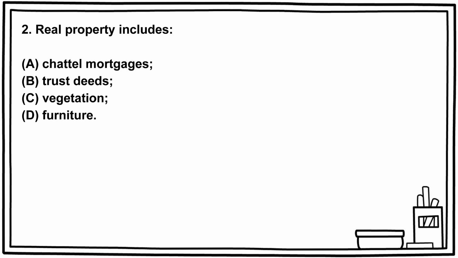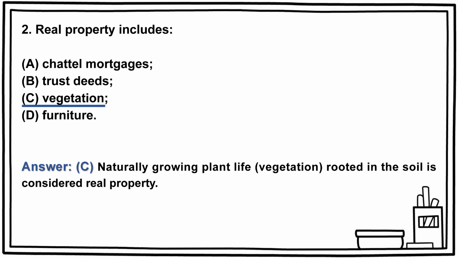2. Real property includes: A. Chattel mortgages. B. Trust deeds. C. Vegetation. D. Furniture. Answer: C. Naturally growing plant life, vegetation, rooted in the soil, is considered real property.